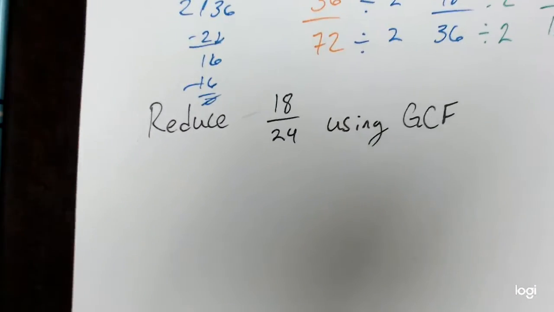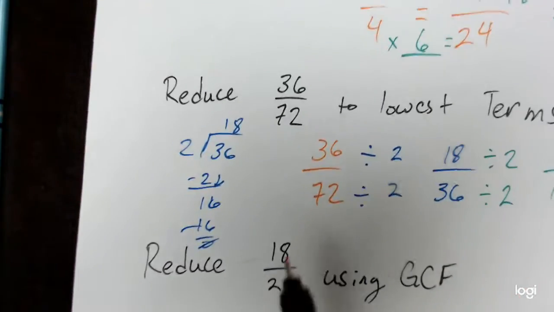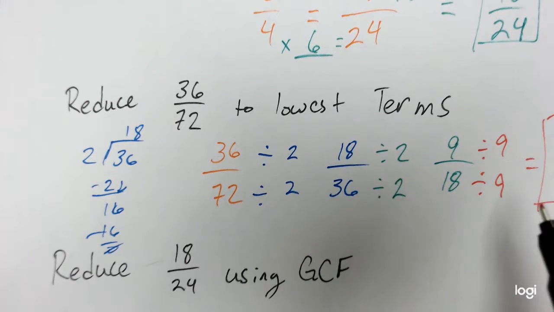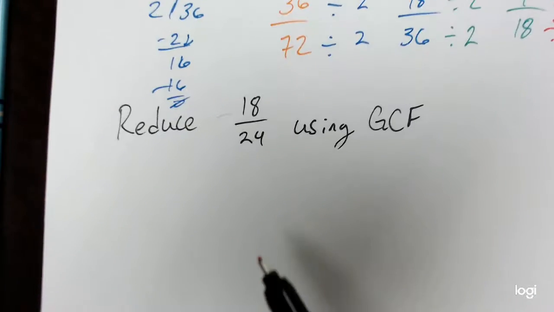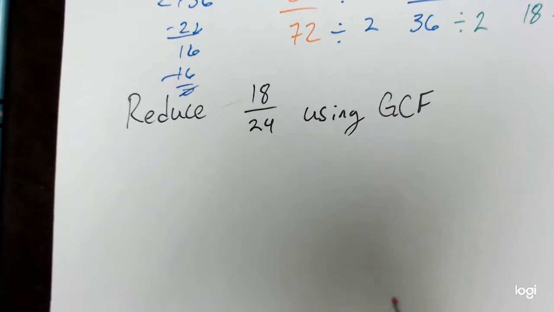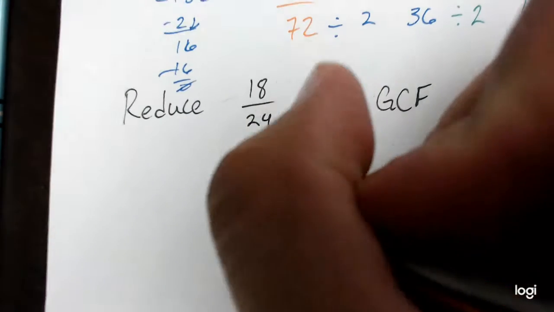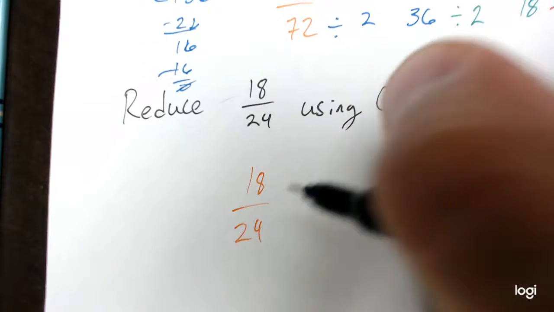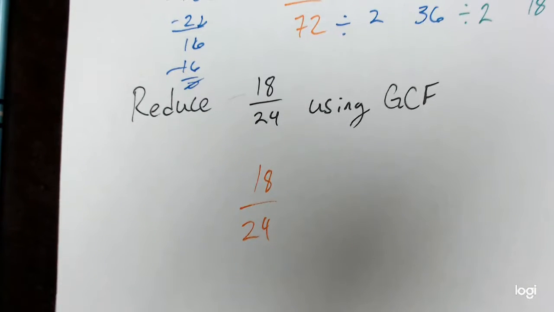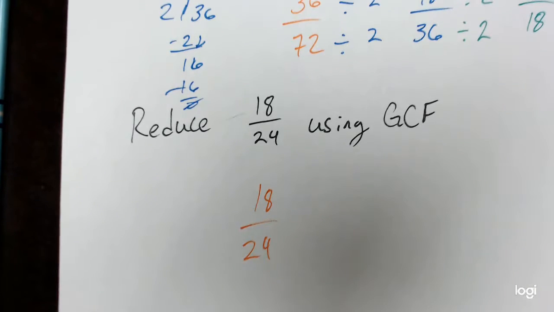All right. Now, that was a lot of work. I had to divide 1, 2, 3. I had to divide 3 times to get my answer. Now let's talk about dividing using the greatest common factor. So here I've got a similar problem. I have 18 over 24. What if I could find a way to only divide once? Well, I can if I use greatest common factor.